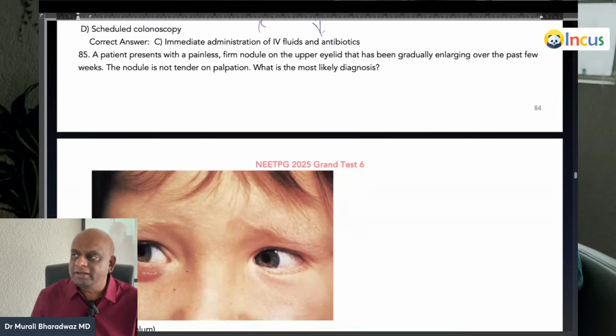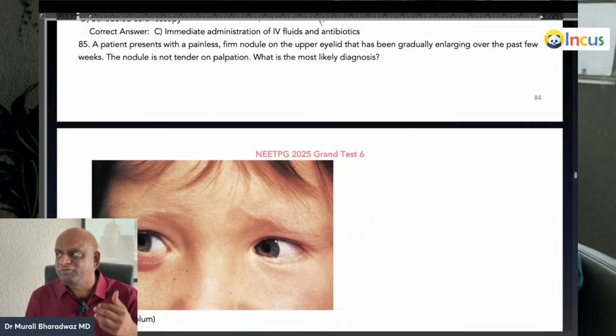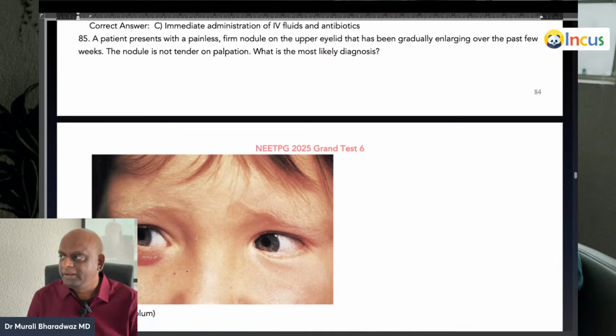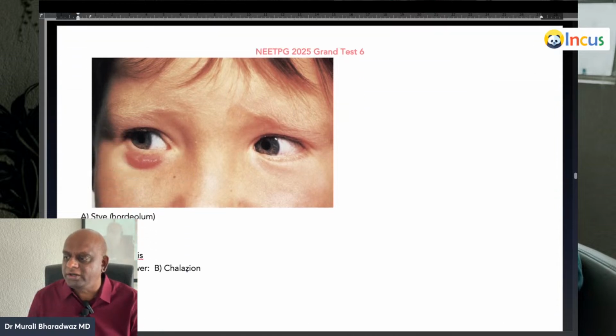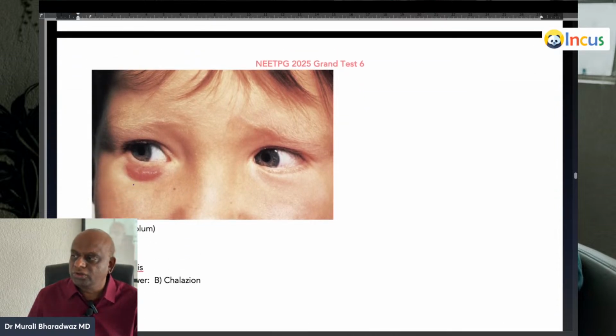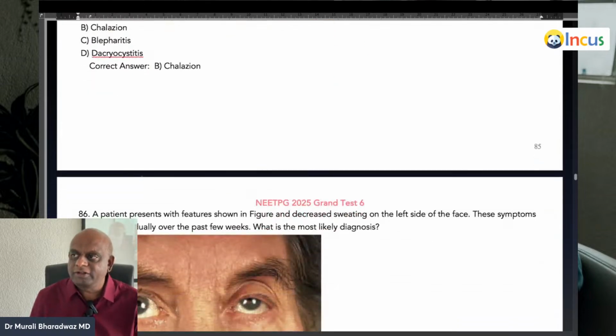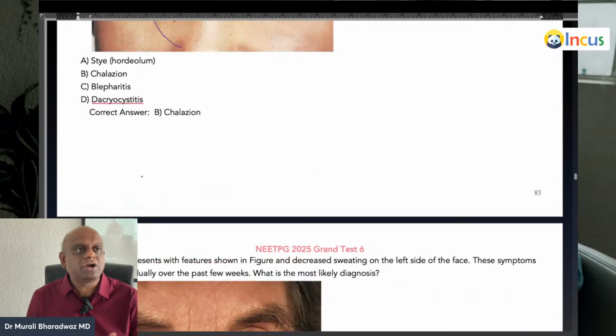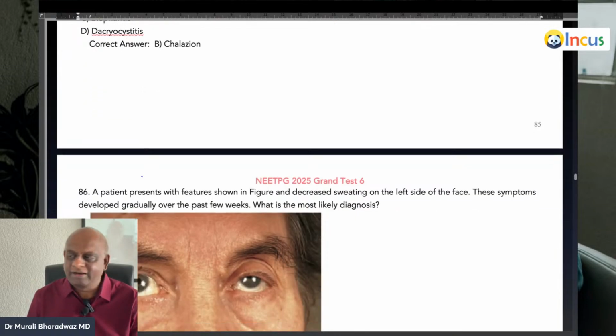Now, patient presents with a painless firm nodule on the eyelid that has been gradually enlarging. Nodule is not tender. So, in this case, lower eyelid, chalazion, classically. So, once more, chalazion, internal hordeolum, external hordeolum, we'll discuss in our regular class.